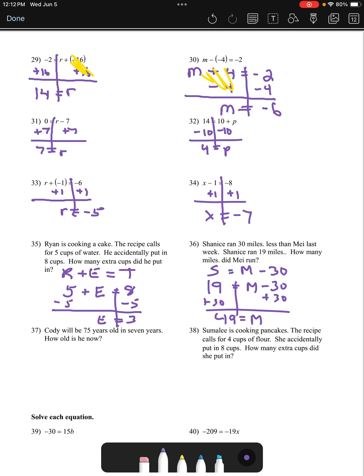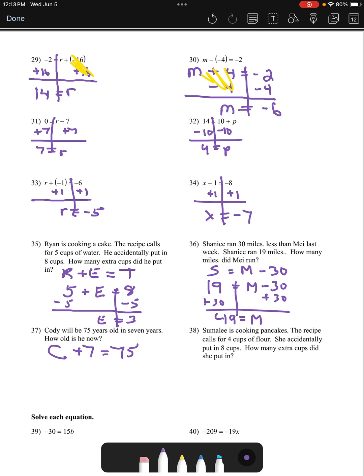Number 37. Cody will be 75 years old in 7 years. How old is he now? Okay. So we don't know his current age, which we'll use C for Cody. But we do know in 7 more years, so if we add 7 to his current age, he will be 75 years old.